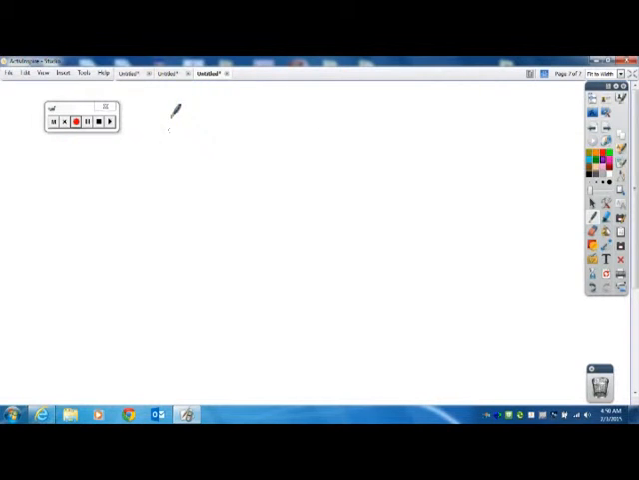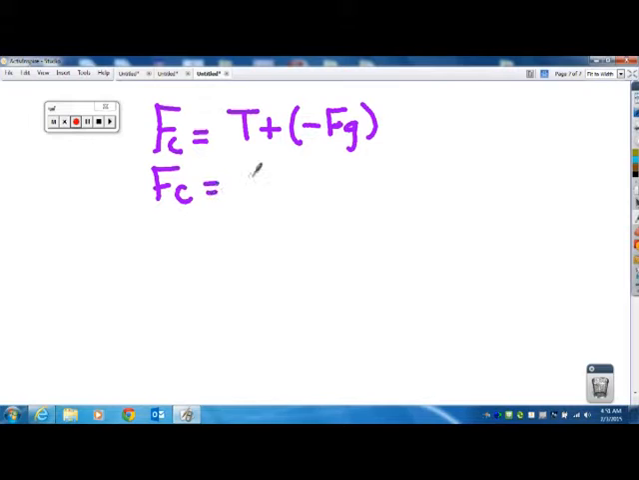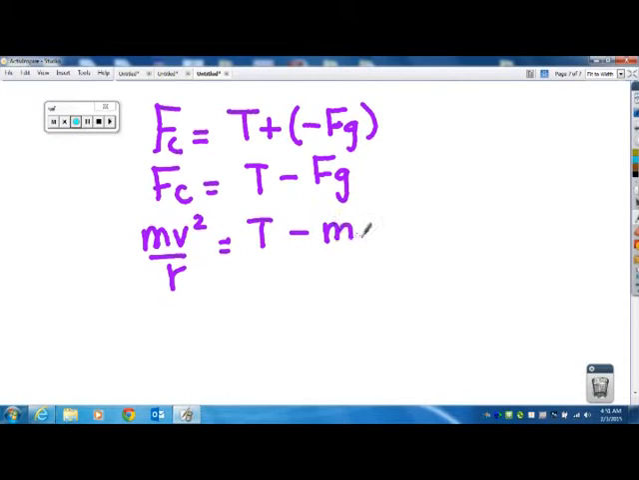So for the bottom part, the centripetal force is due to the tension force. Now the tension force is pointing up, so it's positive. And the force of gravity is pointing down, so it's negative. These two forces make up the centripetal force. And you can simplify this equation to T minus the force of gravity. Centripetal force is mv squared over r. T is the tension force, and the force of gravity is mg.